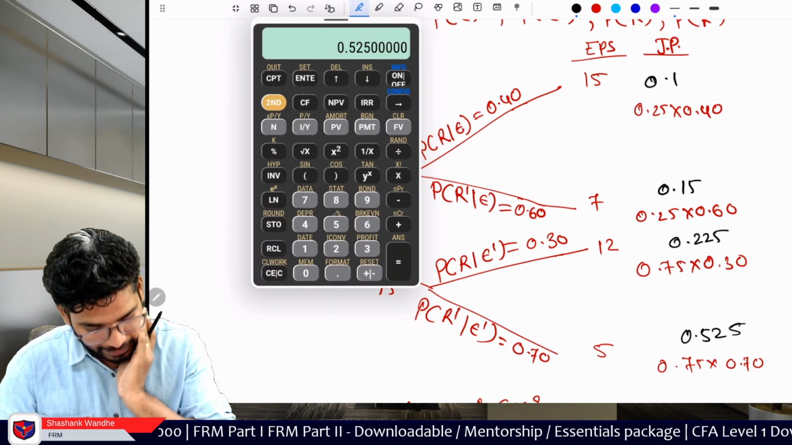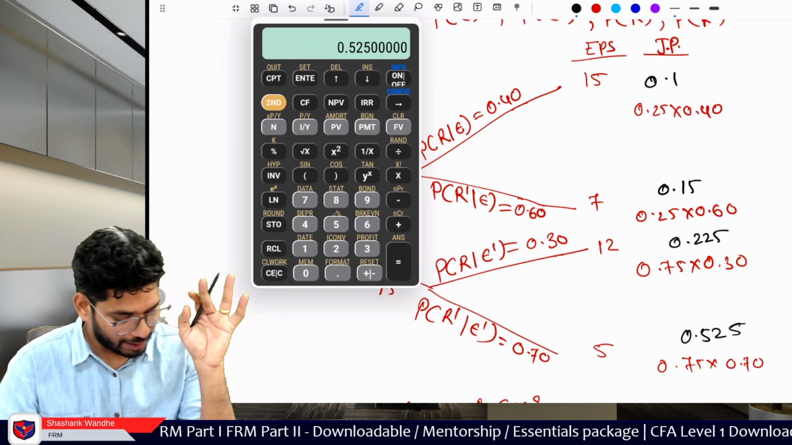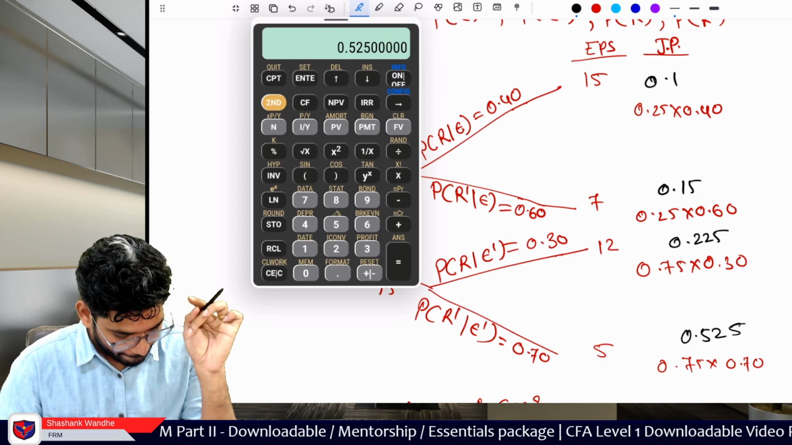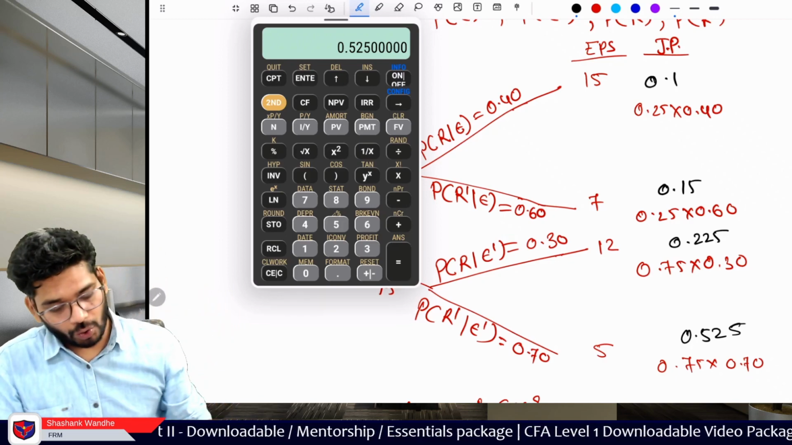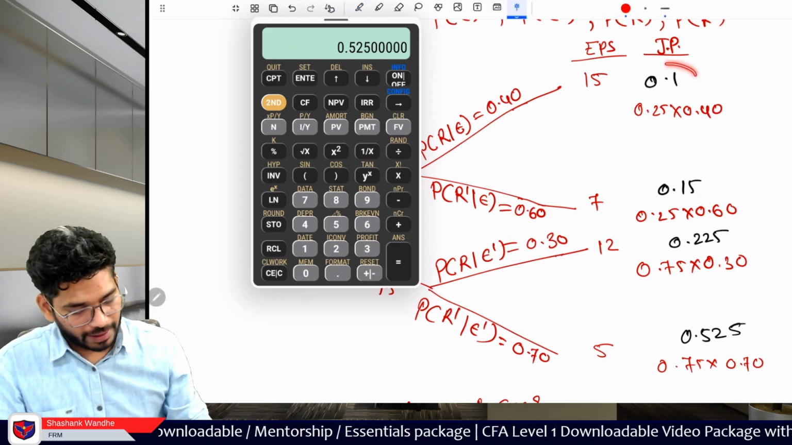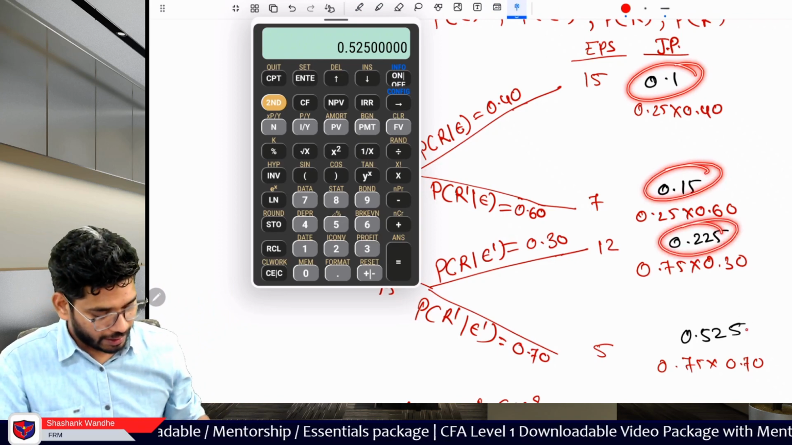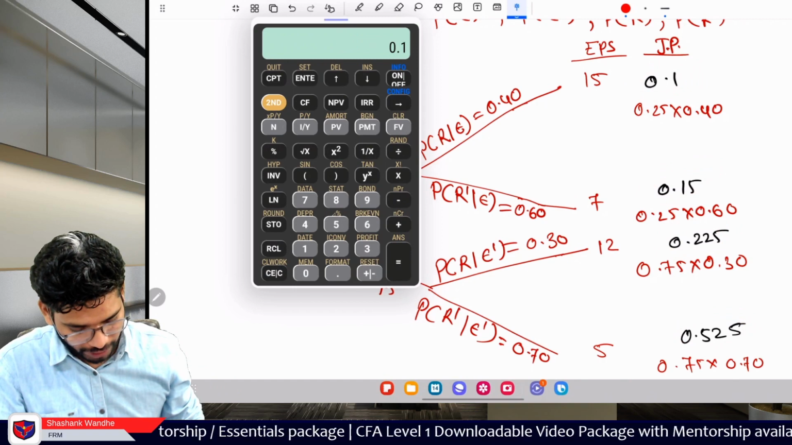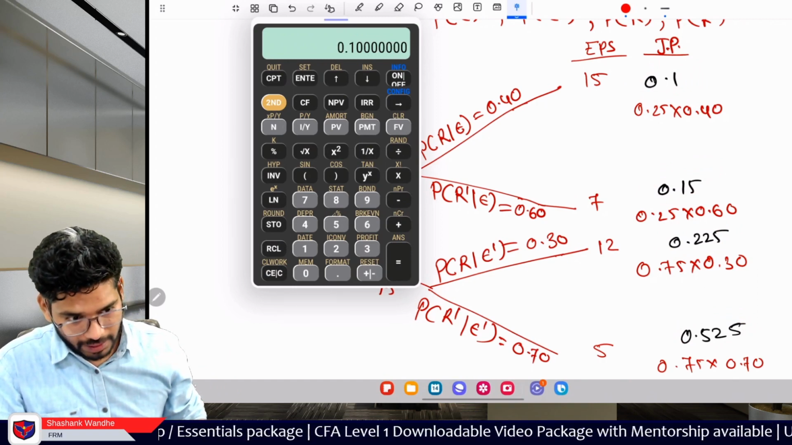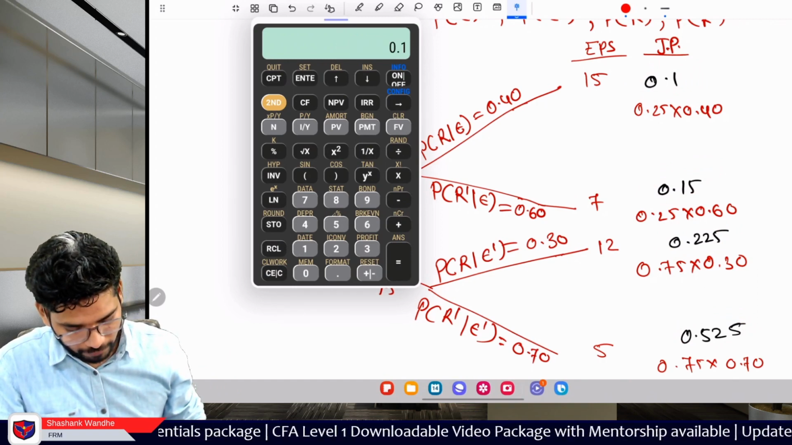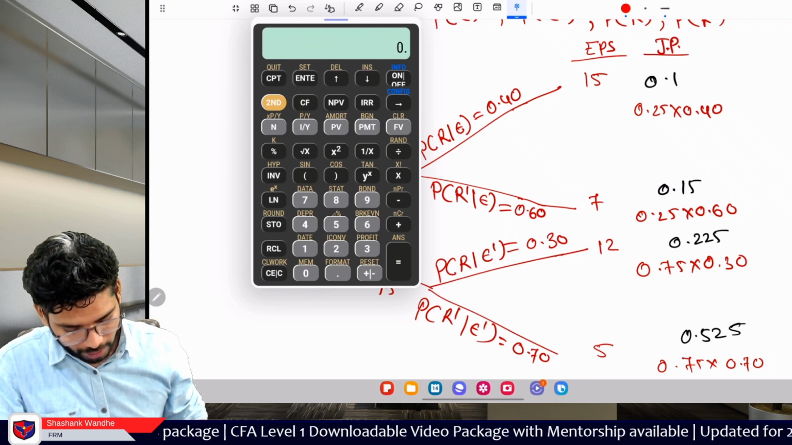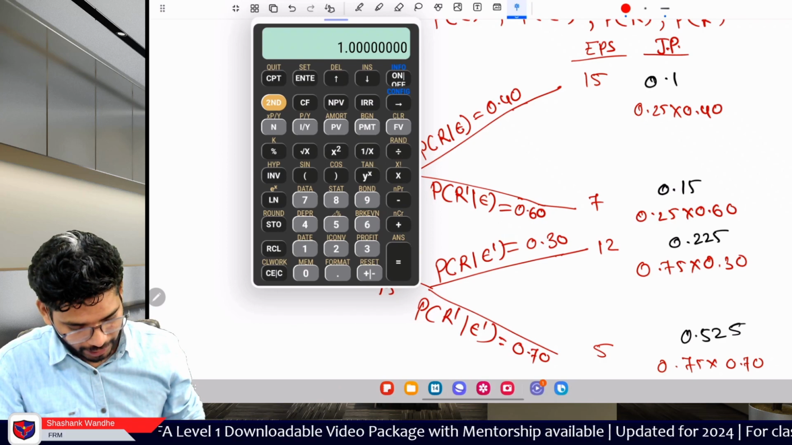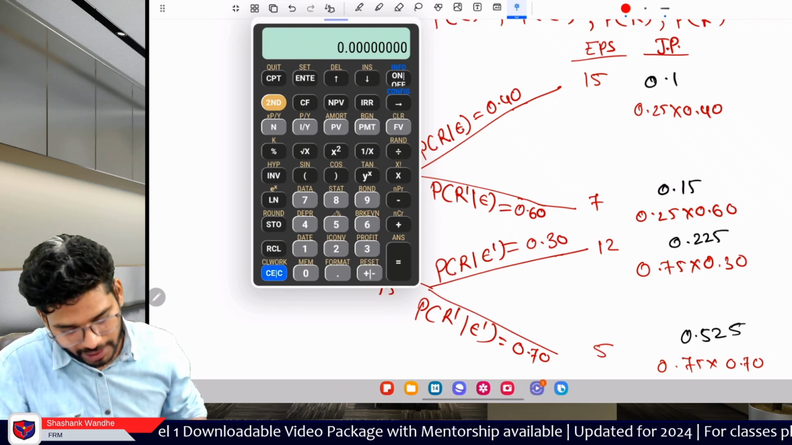Now, see this. Assuming we did correct calculations, the total of these probabilities should be 1. Okay, that is 100%. So let's see the calculations first. 0.1 plus 0.15 plus 0.225 plus 0.525, and the answer is 1. Perfect. So our calculations are correct.